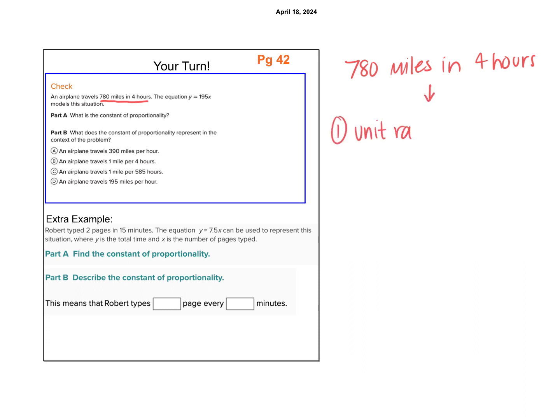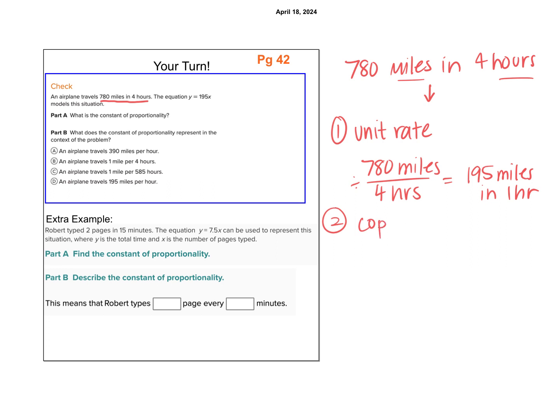Because it's going to go at a constant speed. I want to know how far it would go in just 1 hour, because miles per hour makes sense. So it goes 780 miles in 4 hours. I want to know how much in 1 hour. Remember, that line means divide, so I can do 780 divided by 4, and I get 195. That means it goes 195 miles in 1 hour. That's my unit rate. So my constant of proportionality is 195.